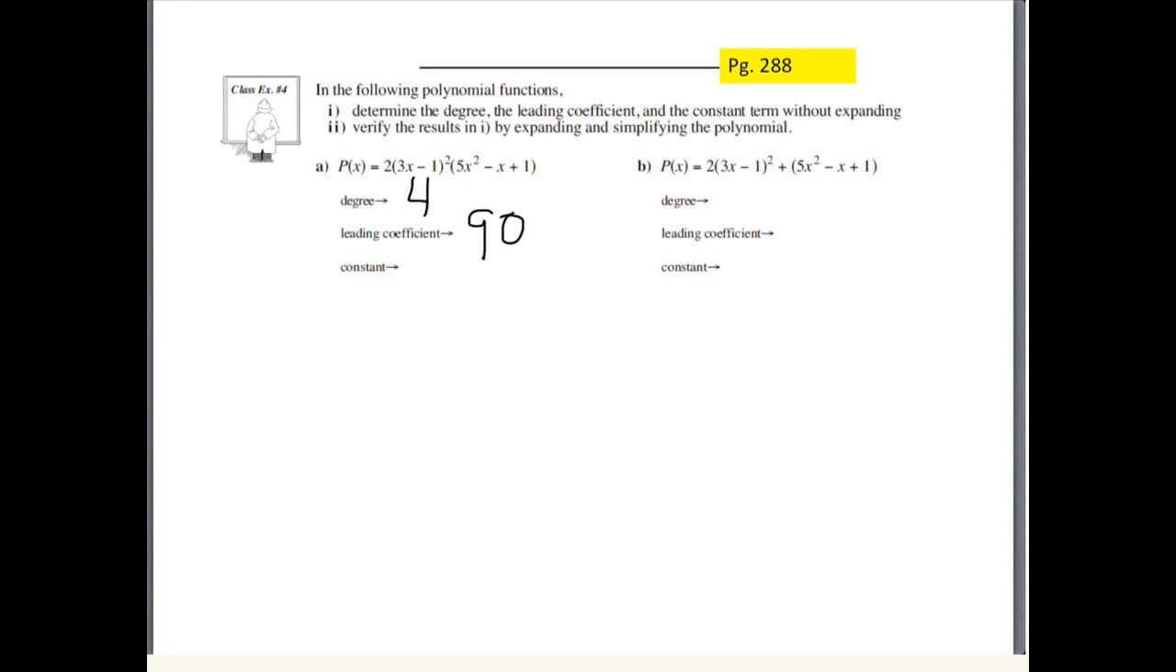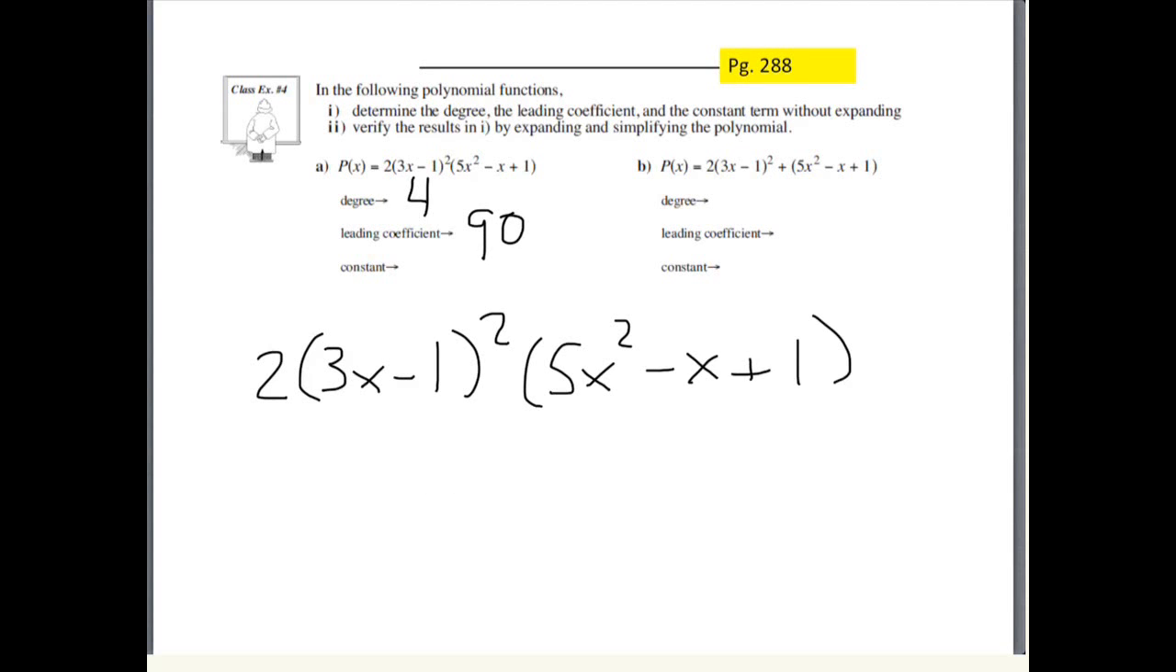Next up, we've got the constant. So again, we have 2, and we get 3x minus 1 squared, 5x squared minus x plus 1. Well, we know the x's aren't going to matter at all when it comes to a constant, so you can get rid of all of the x's. All the other numbers are going to remain, even including the 2 on the outside, because it's going to multiply whatever's on the inside.